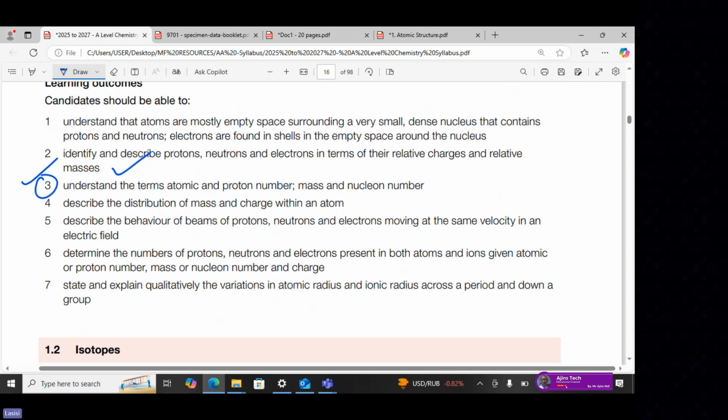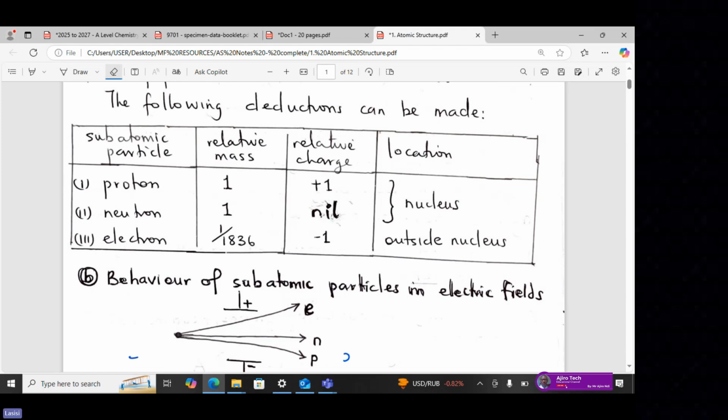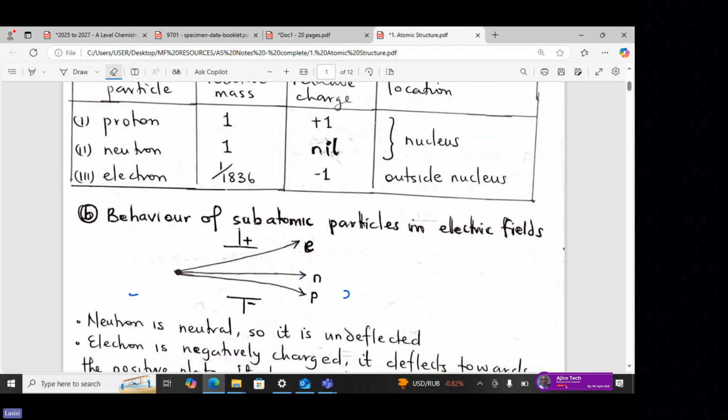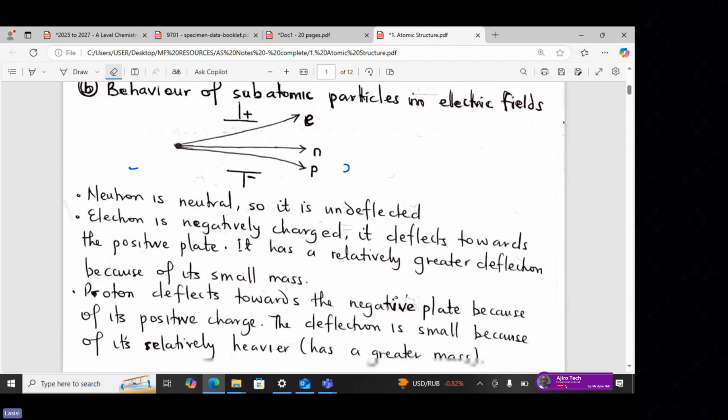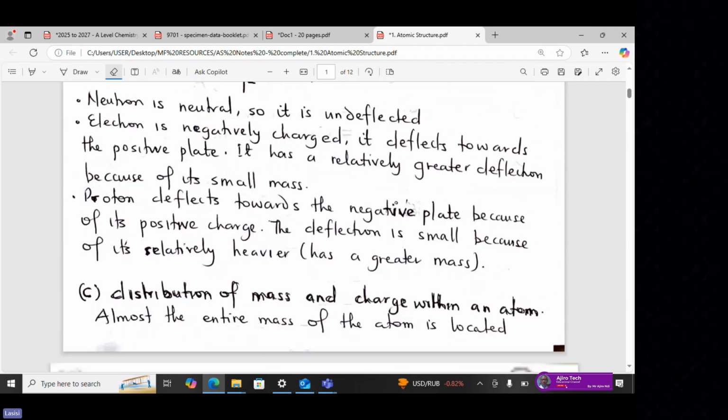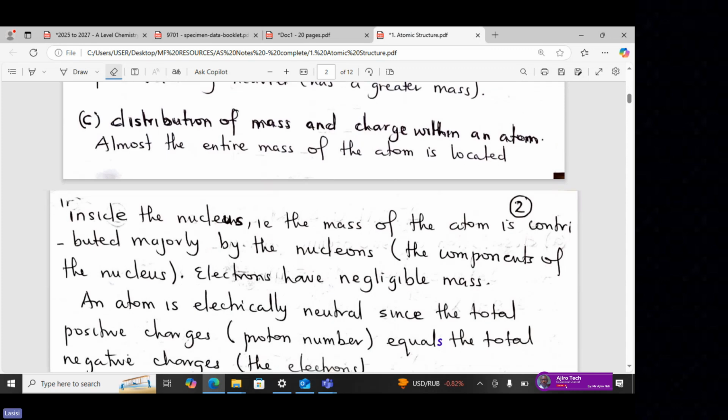Now, number 3, we are on number 4. Can you read number 4, please? Describe the distribution of mass and charge within an atom. Yeah, let's do mass and that. Can you read, please? The distribution of mass and charge within an atom.